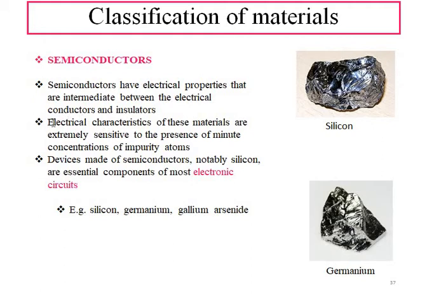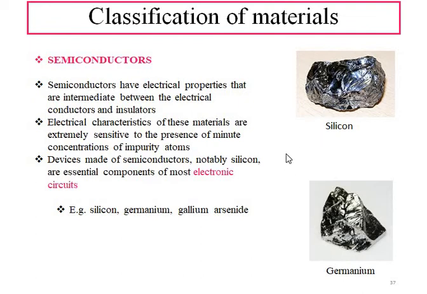The electrical characteristics of these materials are extremely sensitive to the presence of a minute concentration of an impurity atom. If we add some impurity atom, the electrical conductivity and electrical characteristics change dramatically. So devices made of semiconductors, notably silicon, are an essential component of most electronic circuits. Now every electronic circuit is made from these silicon semiconductors. Around 80 percent of all electronic circuits are made from this material named silicon.